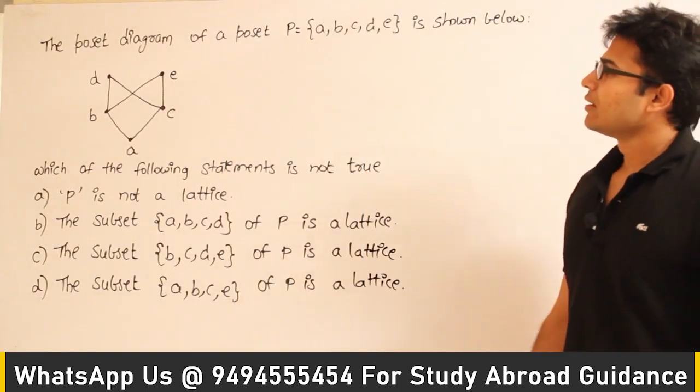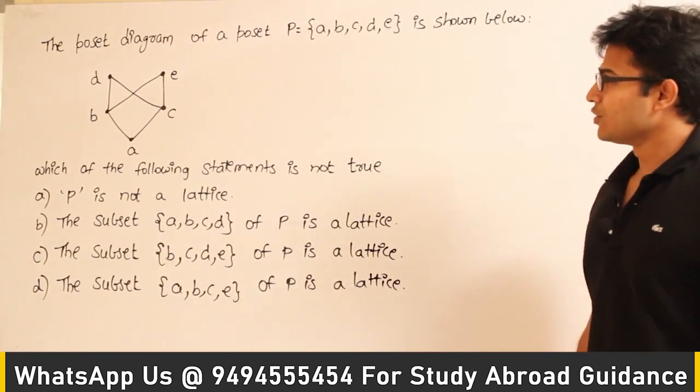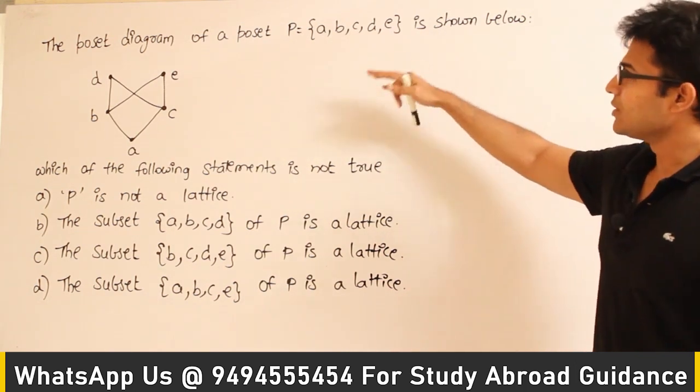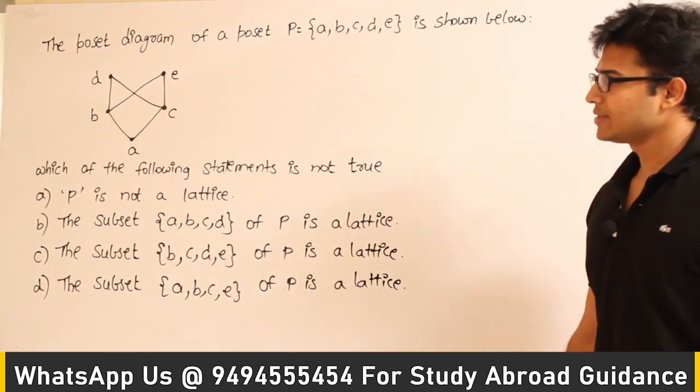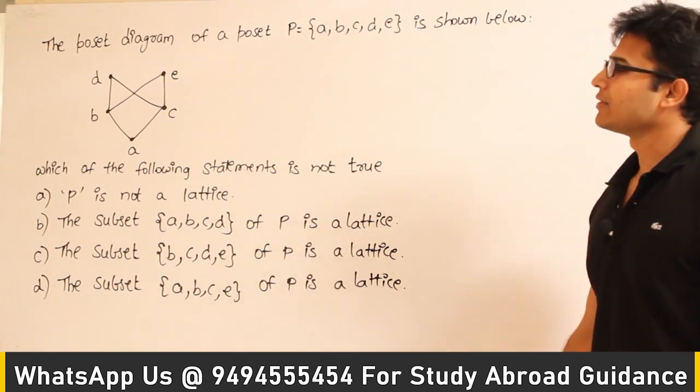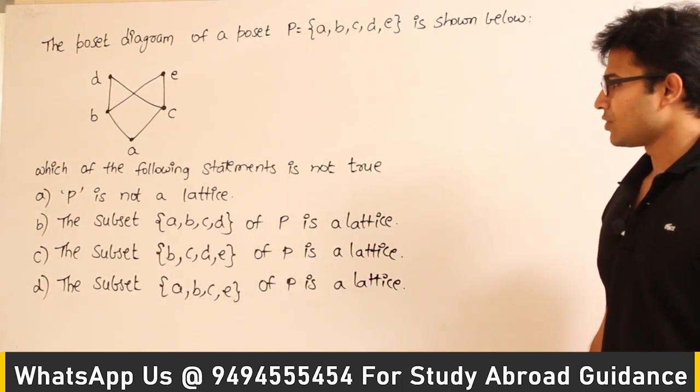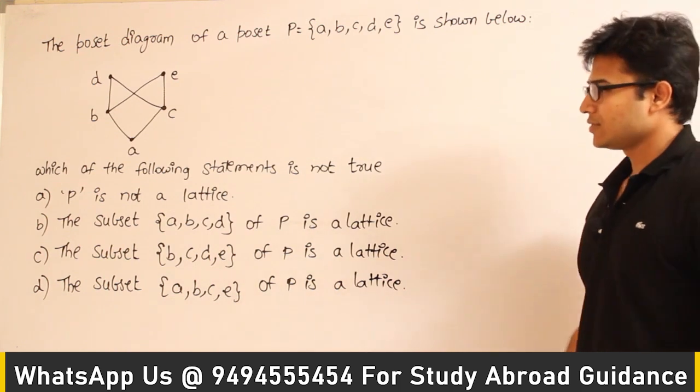Now see this, the poset diagram of a poset is given below, which means we have 5 elements and the Hasse diagram is given there. Then which of the following is not true? They are asking which of the following is not true.